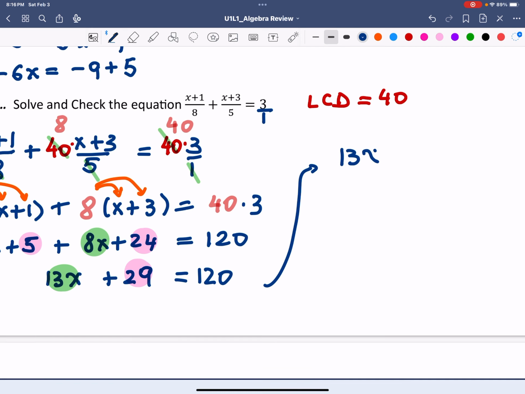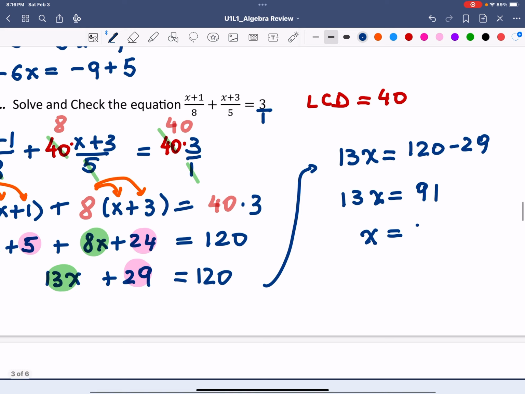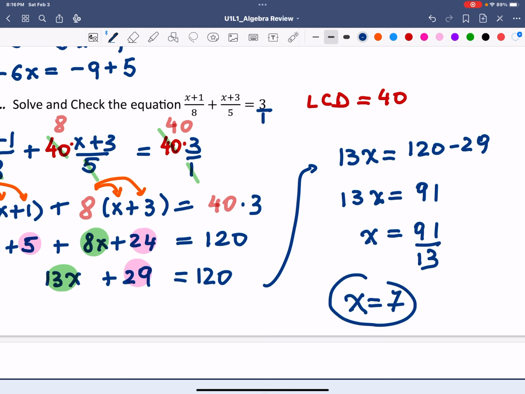Let's continue here. 13x is the only variable term, sits on the left. 120 minus 29. So 13x equals 120 minus 29, it's like 91. So that will make x equal to 91 divided by 13. x equals 7, and that's the end of it.